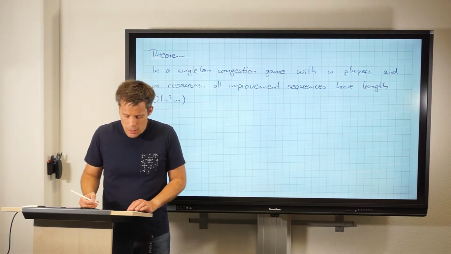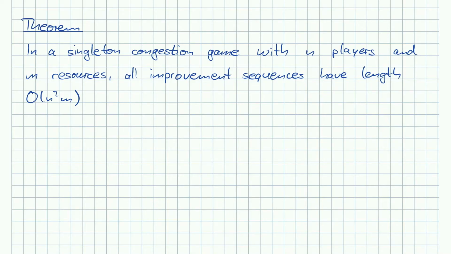But how do we define that? Well, what we do is we first define the set of all delay values that any delay function ever has. Let's write this as V. This is d_r of k for r being a resource and k being between 1 and n.